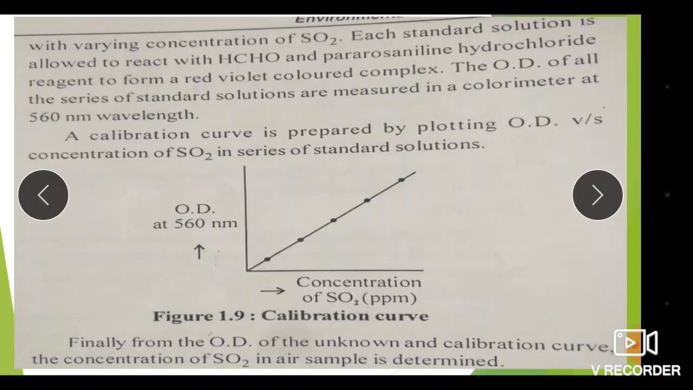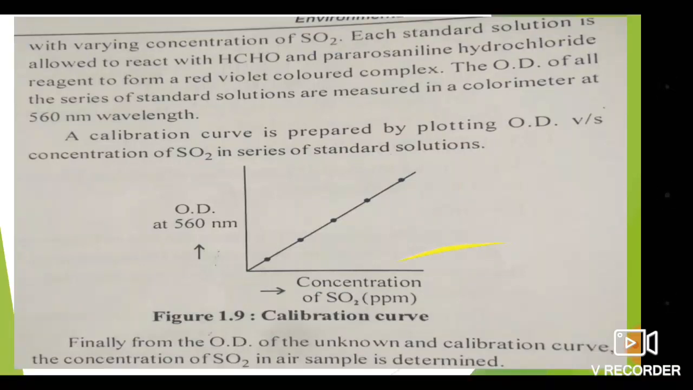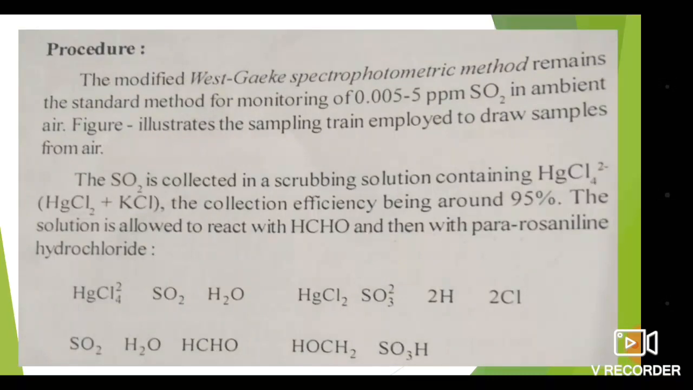in a given solution of sample of air. Finally, from the optical density of the unknown and the calibration curve, the concentration of SO2 in the air sample can be determined. So this is the way to measure the concentration of SO2 present in a given sample of air by means of the colorimetric method.